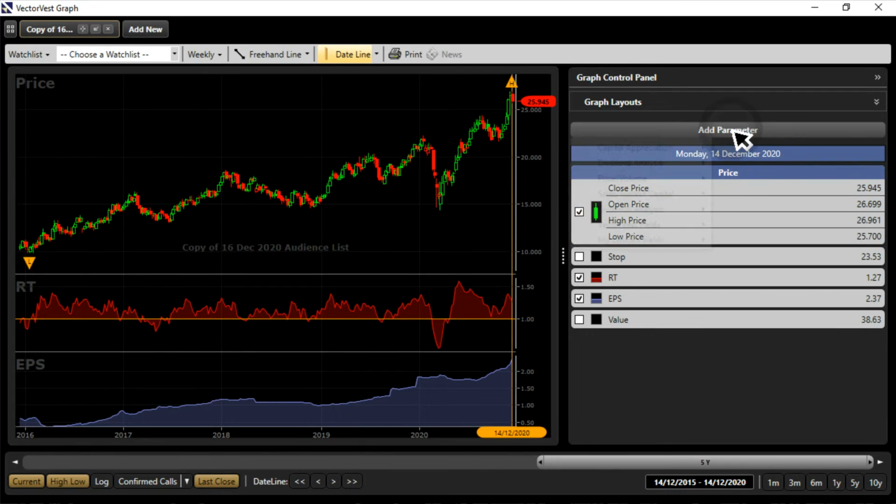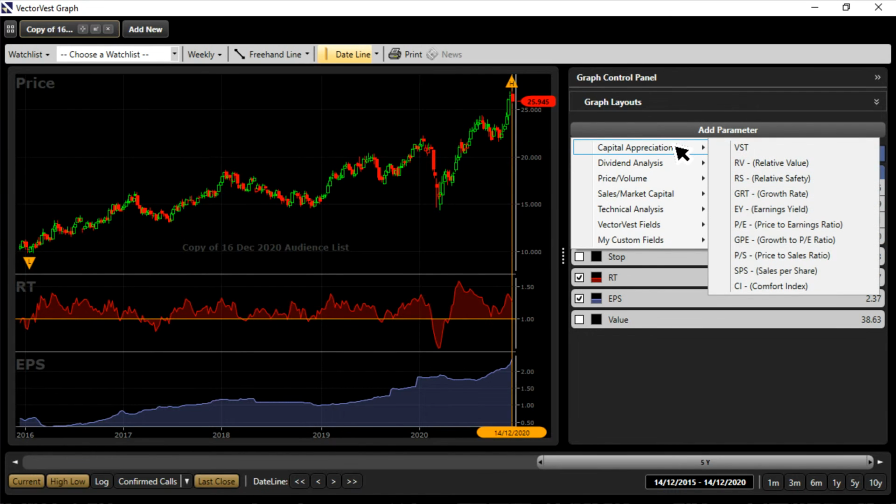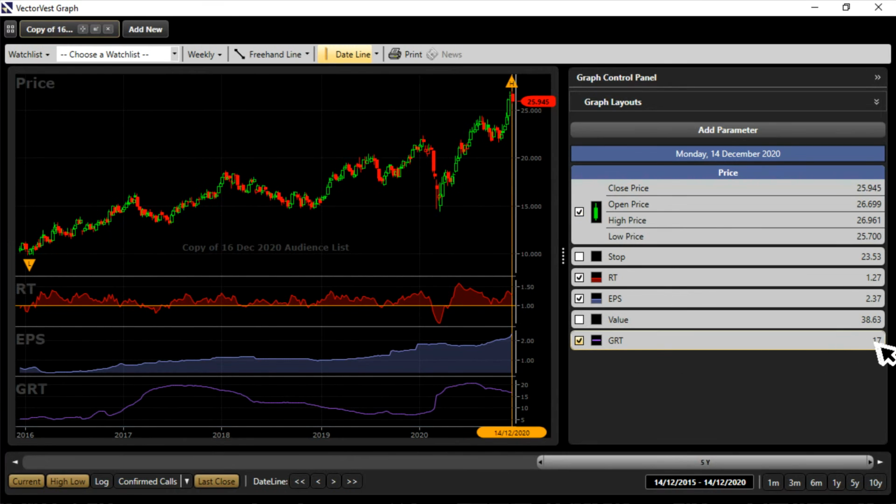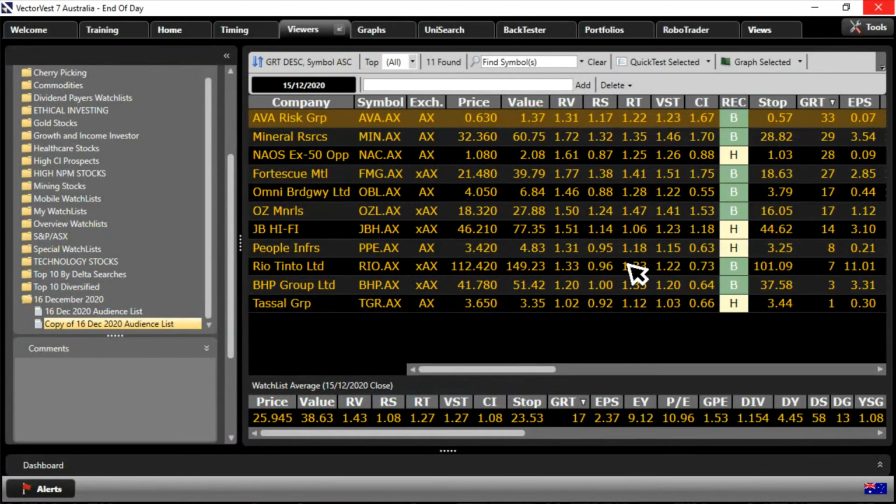Let's put in that GRT indicator. Add parameter, capital appreciation, GRT. Right, so the earnings growth rate, look at that. These companies on average have an earnings growth rate forecast at around about 17%. Wow, and look at the earnings. Right, so can you see how easy I've kept it?